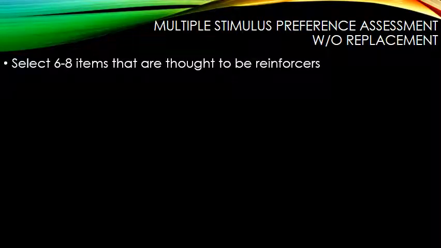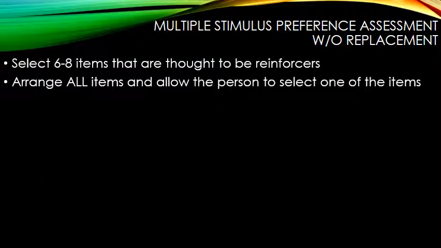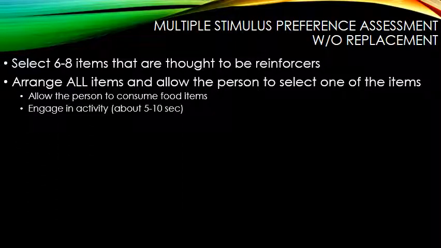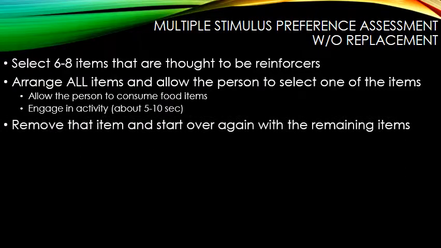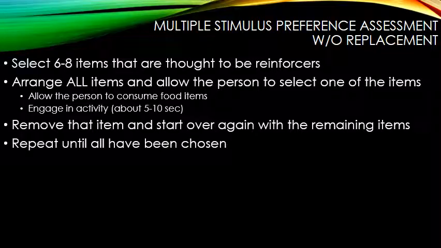Again, the method here, and the most common form of this, is the without replacement method. So you select 6 to 8 items that are thought to be potential reinforcers or preferred items, and you put all of the items out and allow the person to select one of them. You allow them to consume food items or interact with an activity or a tangible item for about 5 to 10 seconds, and then you remove that item and start over again with the remaining items. You repeat this until all items have been chosen.